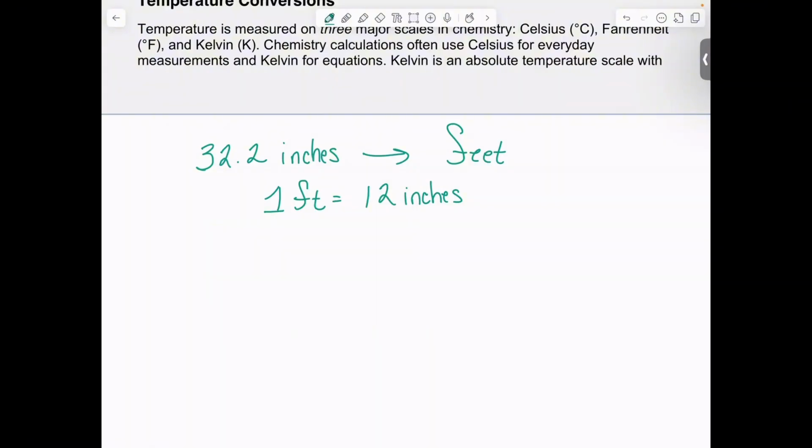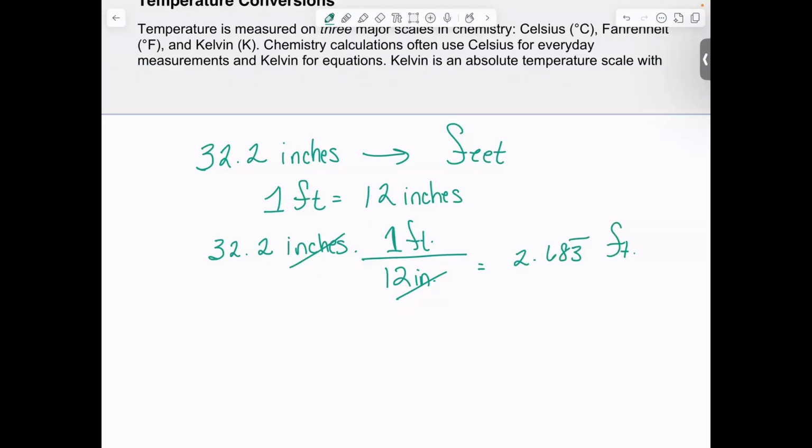ratio. So how we do that is we just say, okay, 32.2 inches. And I know I have 12 inches and 1 foot. I'm just going to abbreviate that inch. And make sure you cancel. You should be able to cross cancel those units and end up with a quantity of 32.2 divided by 12. That's 2.68, repeating 3 feet.